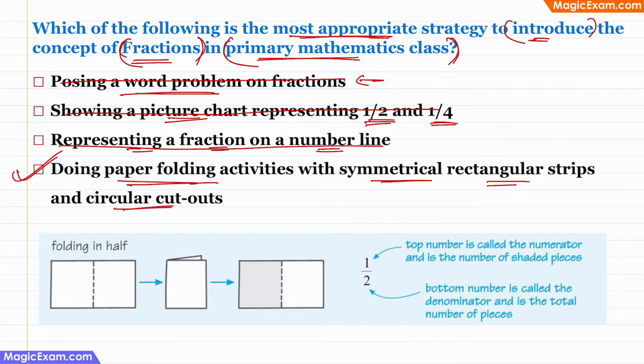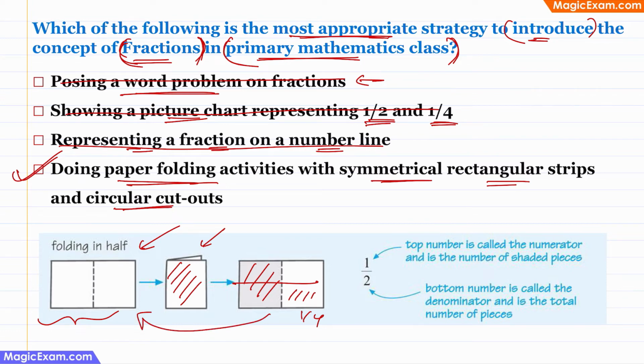For example, if you give children a piece of paper and you show them how if you fold it into half in the middle, then you can say that now each side is half of the original paper. So this way you can introduce the concept of fractions. And again, if you fold it like this, it means that each side is now 1/4 of the original paper. So that way you are introducing the concept of fractions and how they are related to each other and how they are related to the original paper or the original number. Therefore, the last option is the correct answer here.